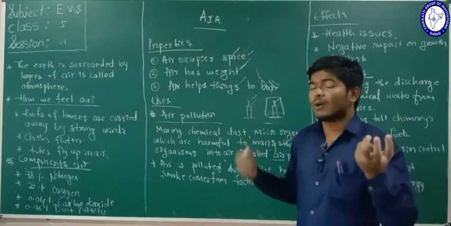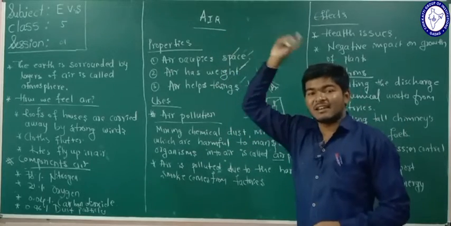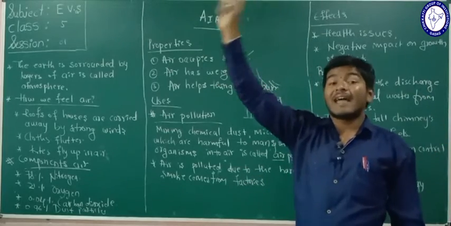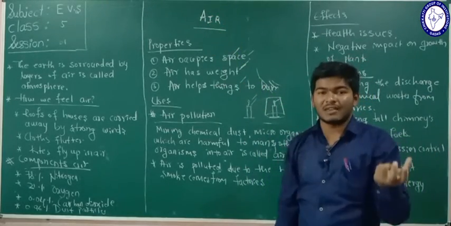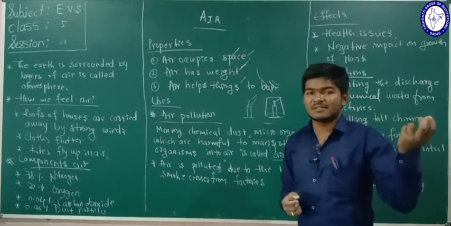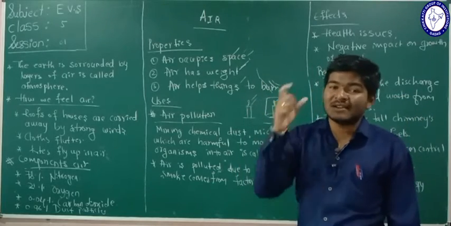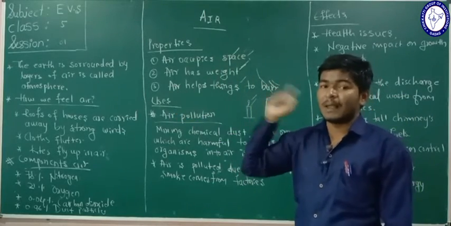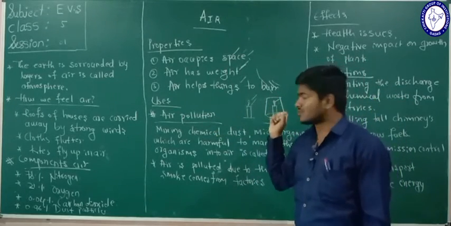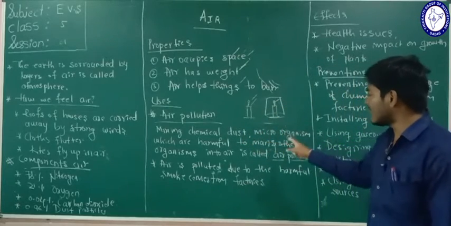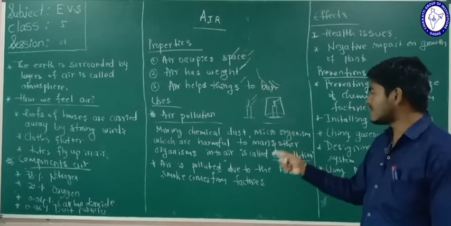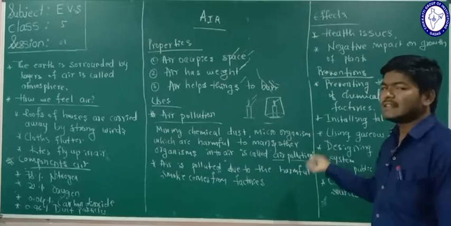The factories release large amounts of chemical wastes or waste gases into the air. Those chemical gases mix with the air, and that causes some diseases, and some effects on human beings, and also effects on plants and living organisms. So this process is called air pollution. What is air pollution? Mixing chemical dust or microorganisms which are harmful to man and other organisms into the air is called air pollution.